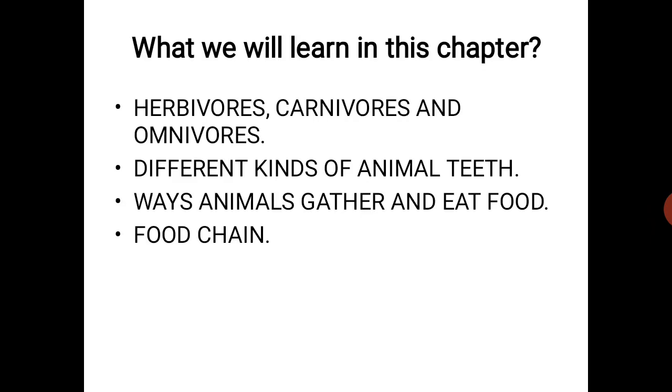What we will learn in this chapter. The first point, herbivores, carnivores and omnivores. Second point, different kinds of animal teeth. Third point, ways animals gather and eat food. Fourth point, food chain.